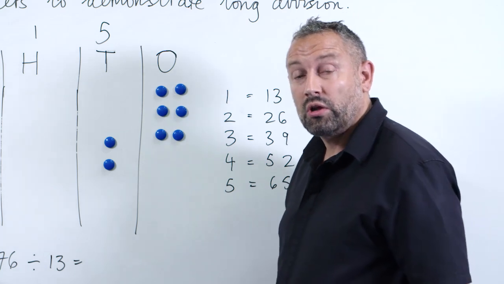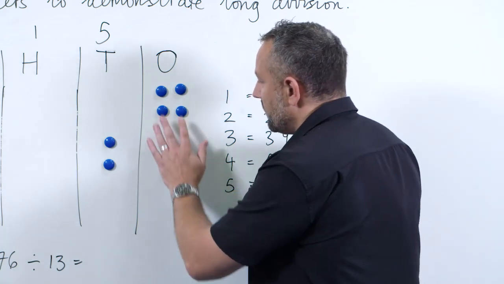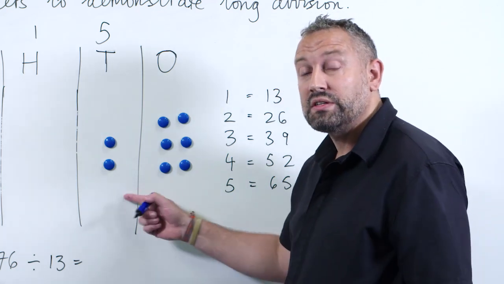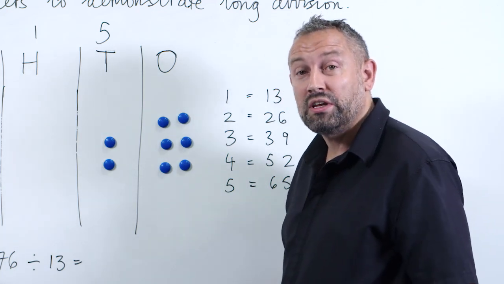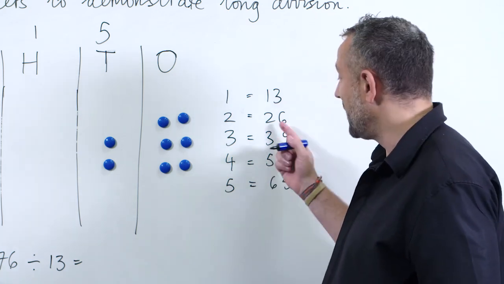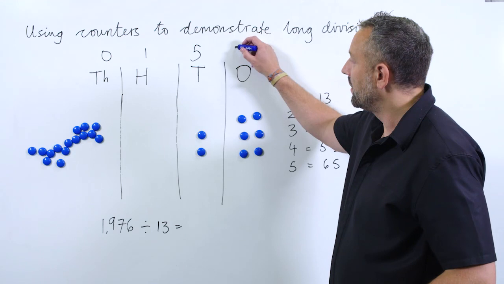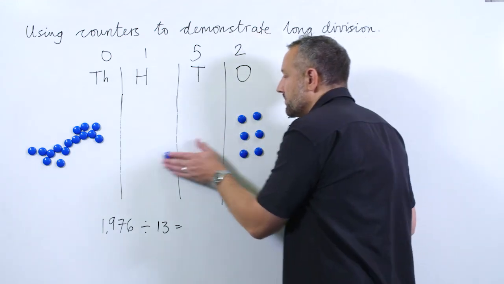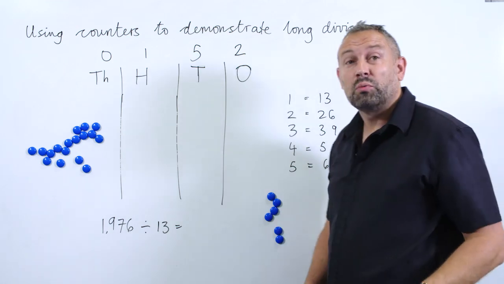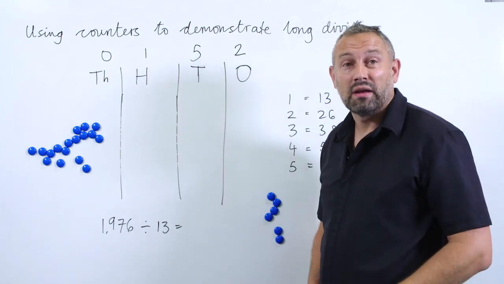We then look at the ones column, which is the next column to the right, where we have 6 counters, which means that we now have 26. And then how many groups of 13 can we make from 26? Again, a quick check on our reference, and we can see that it's 2 groups. And we remove these, which leaves us with 0 counters left, therefore no remainder.